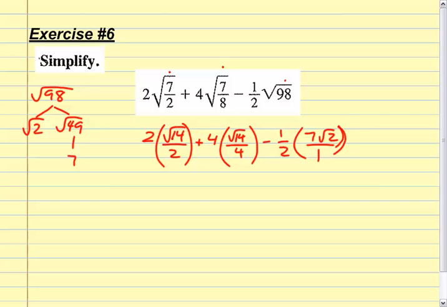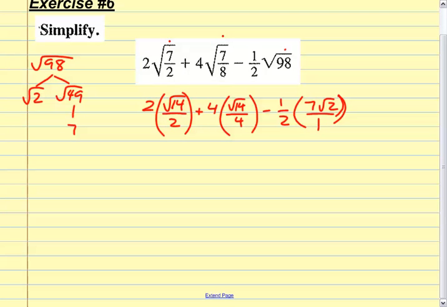Now, let's simplify each one of these terms if we can. All right, the 2's cancel, that leaves me with root 14. Was it root 14 over 4? It was, yeah. So the 4's cancel, so that's plus root 14. And then over here I've got minus 7 root 2 over 2. What do you want to do next?